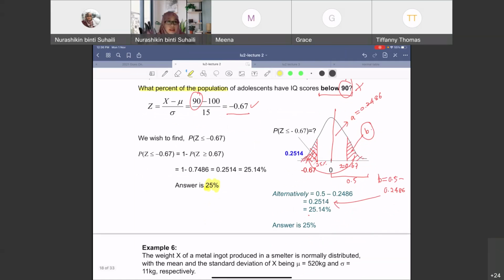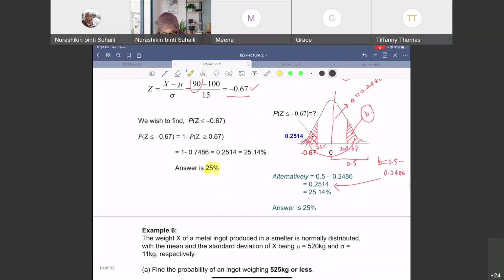Yeah? You can see that the area is on the left axis, but because of the symmetry, we can use the principle of symmetry in order to solve the area on the left axis.